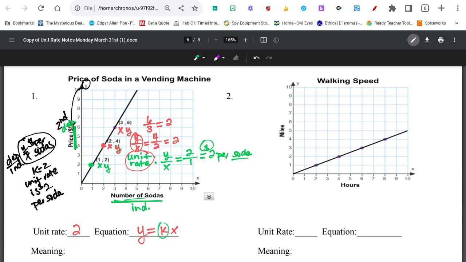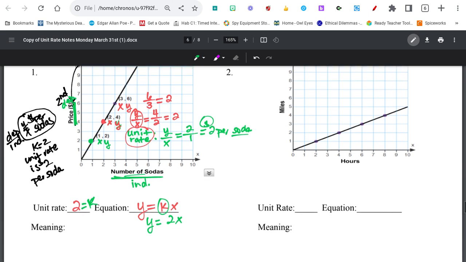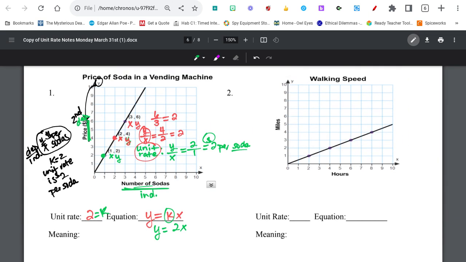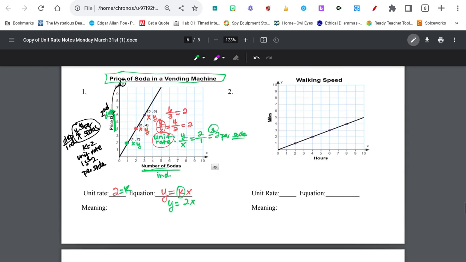All you do is replace k with 2, because your unit rate is denoted k. We'll use the variable k. So it's y equals 2x. And all that means, using this title, price of a soda in a vending machine, is that in the vending machine, the cost per soda is $2. Or you can say it costs $2 per soda. That's all that means.